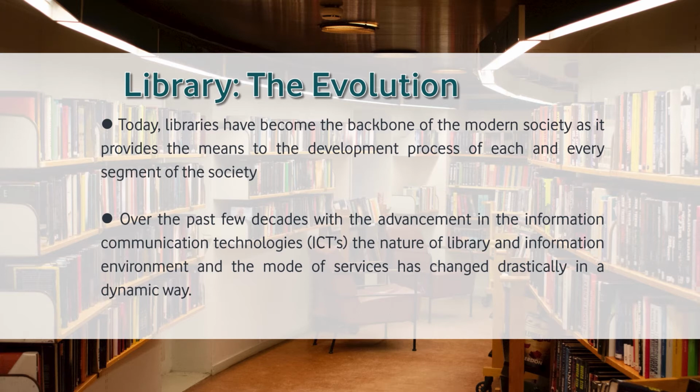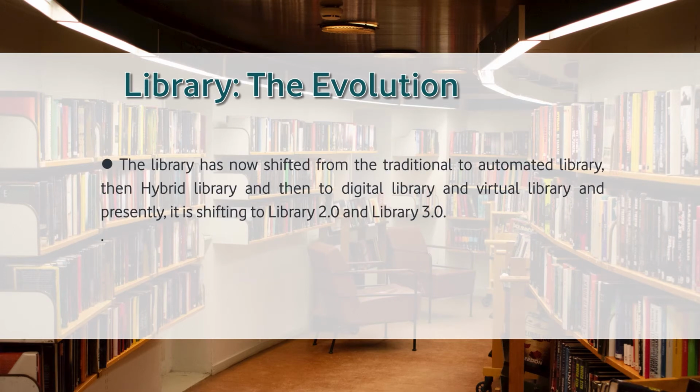Over the past few decades, with the advancement in information communication technologies, the nature of the library and information environment and the mode of services has changed drastically in a dynamic way. The library has now shifted from the traditional to the automated library, hence the hybrid library, and then to the digital library and virtual library. And presently, it is shifting to Library 2.0 and Library 3.0. I think this itself is explanatory of how the library has evolved over the years and where libraries are moving today. We will further explain that in the later part.